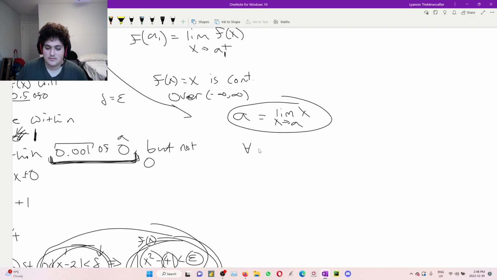It's just what we said before: for all epsilon greater than 0, there exists a delta greater than 0, such that if... well, in this case, we don't even need the 0, right? Because if x equals a, then the difference between a and a is 0, so for all epsilon greater than 0, a will be within epsilon of a, so we don't even have to worry about the 0. We can just focus on this part.